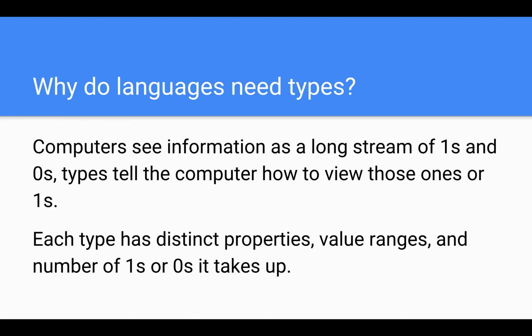Why do languages need types? Computers see information as a long stream of ones and zeros. Types tell the computer how to view those ones and zeros. Each type has distinct properties, value ranges, and numbers of ones and zeros it takes up.